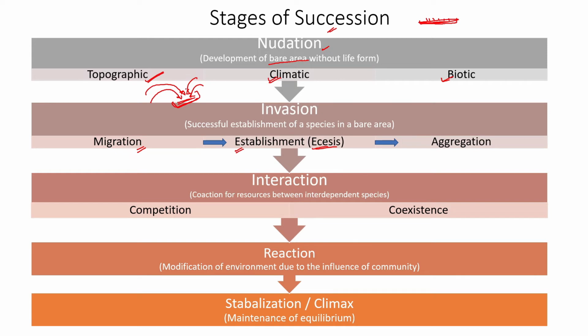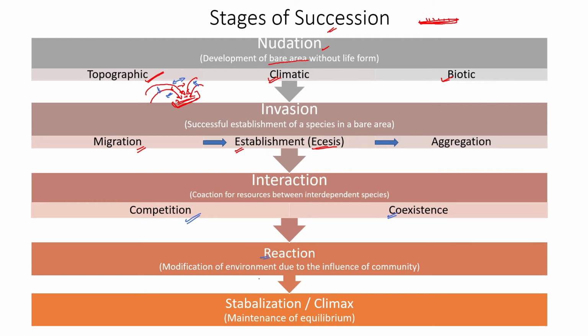Once they aggregate, once multiple individuals come in, they will interact with each other. One species might compete, one might form mutualistic interactions, and all of this interaction can be divided into two parts. It can be either competition, where two are fighting, or it can be coexistence. Once the competition or the coexistence starts, that will lead to division of resources, that will create a sort of change in the resources, which is called reaction.